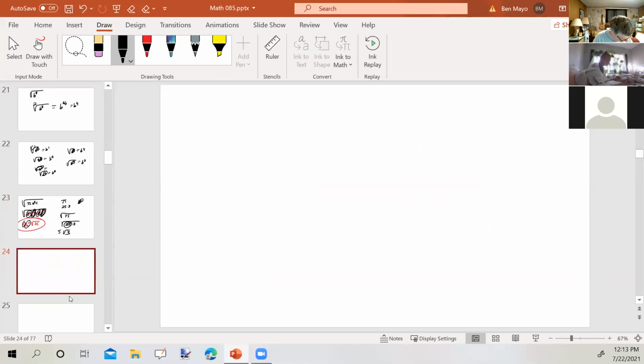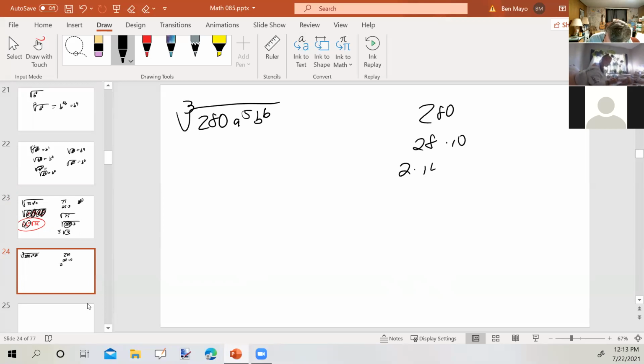Let's see here. How about this? The cube root of 280, a to the 5th, b to the 6th. All right, so the index is a 3. I want exponents inside that are either 3s or multiples of 3. Okay, let's start with the 280. 280 is 28 times 10, 2 times 14 times 2 times 5, 2 times 2 times 7 times 2 times 5, 2 cubed times 5 times 7.